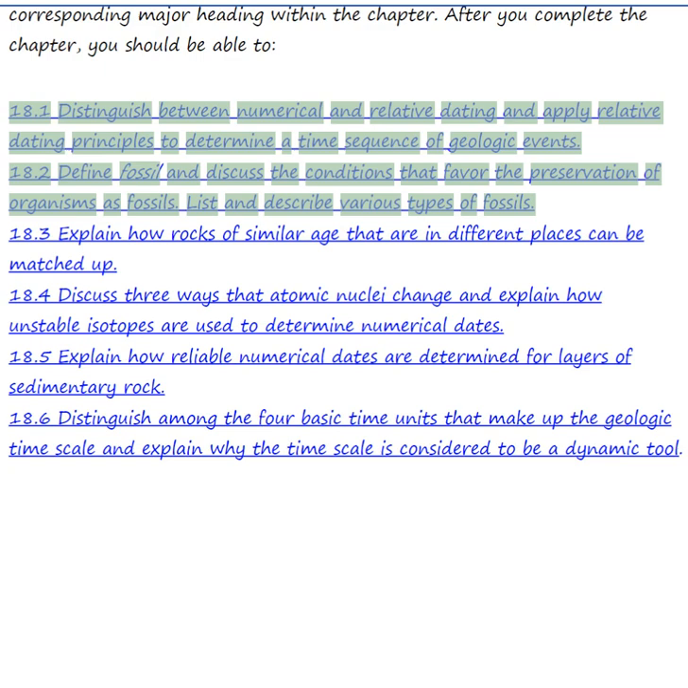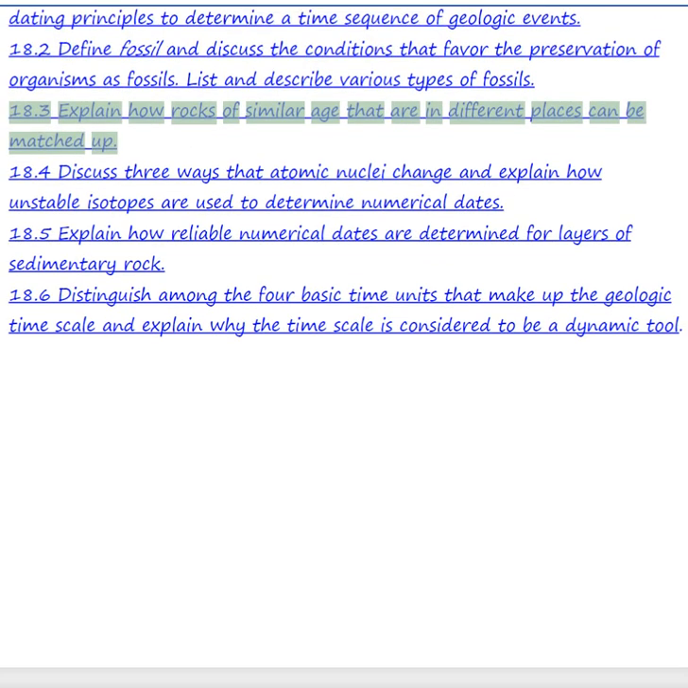18.1 Distinguish between numerical and relative dating and apply relative dating principles to determine a time sequence of geologic events. 18.2 Define fossil and discuss the conditions that favor the preservation of organisms as fossils. List and describe various types of fossils. 18.3 Explain how rocks of similar age that are in different places can be matched up.